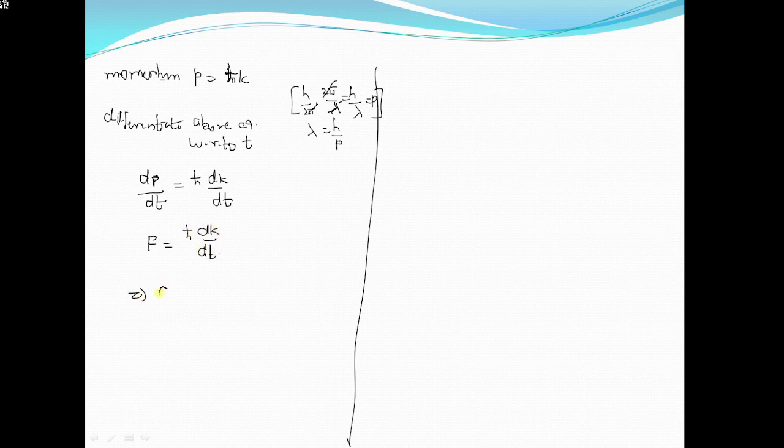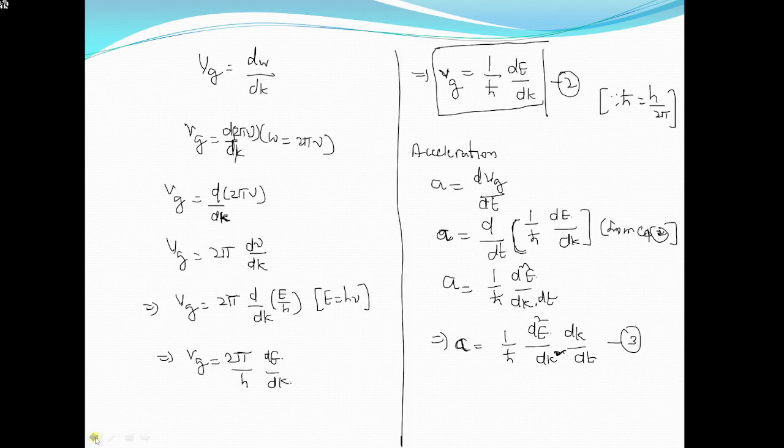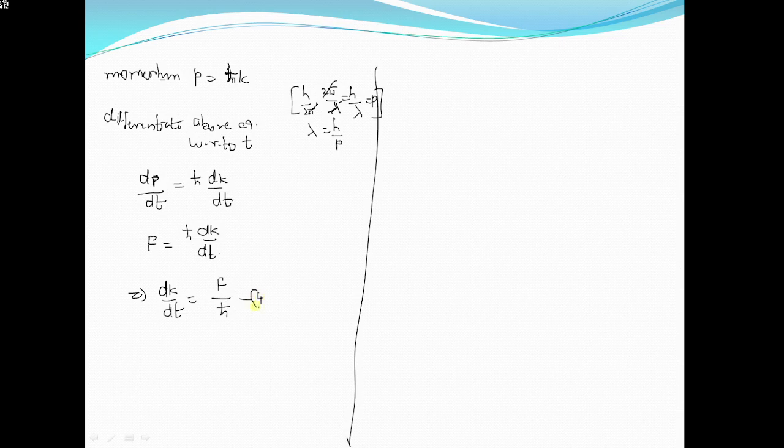So from this I can write dk by dt as f by h cross. Okay, this is equation number 4. Now substitute 4 in 3.